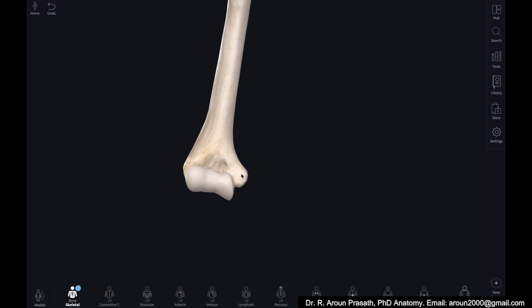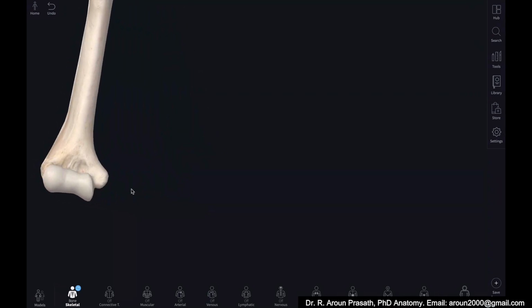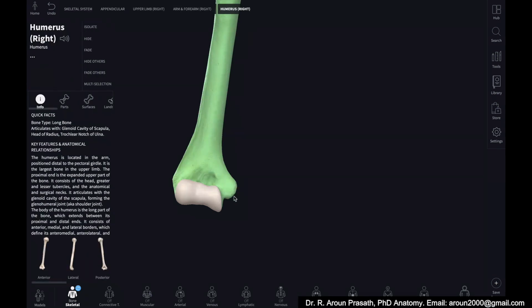this is the anterior view and this is the posterior view. This is the medial side and this is the lateral side. The projection on the medial side is called the medial epicondyle, and the projection on the lateral side is called the lateral epicondyle.